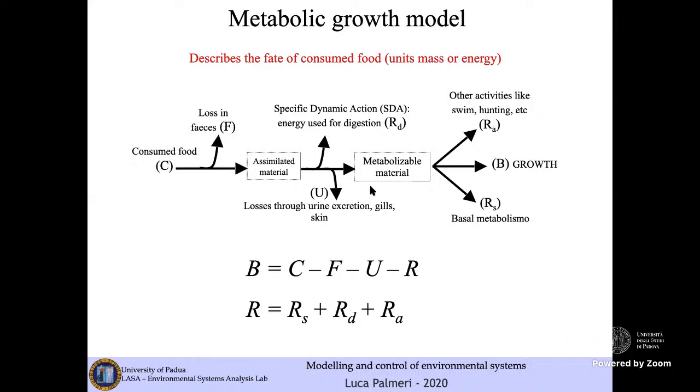So we choose a currency, that might be mass or energy. And then we introduce some state variables, for example, consumed food, capital C, so that is the food that enters into the organism. A part of this food is immediately lost in feces, so it is not assimilated.